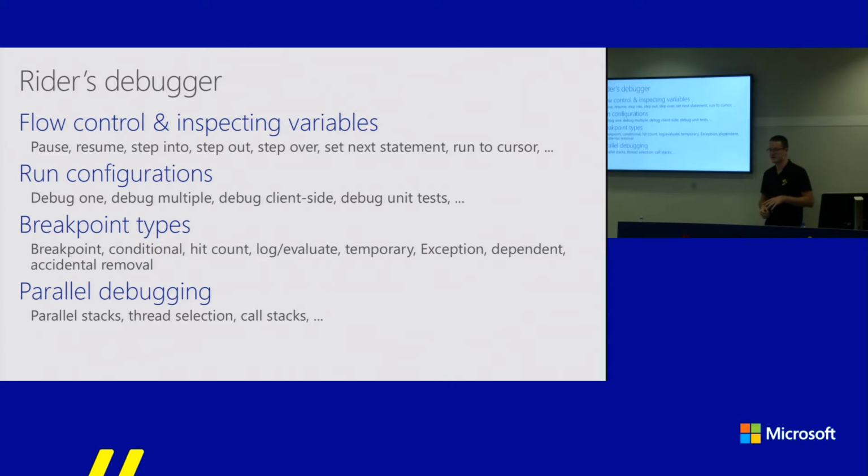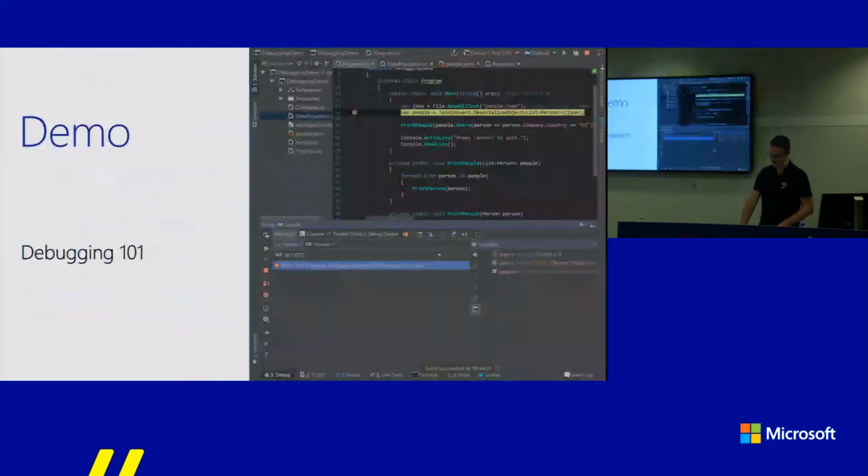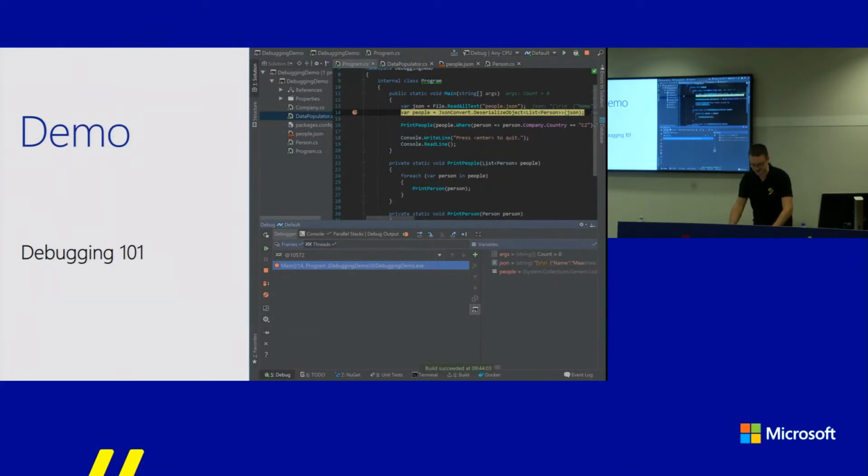Rider has the concept of run configurations. I'll dive into those as well, where you can say, okay, Rider, I want to debug my front end and my back end at the same time: two .NET projects, or maybe a JavaScript project and a .NET project, in one debugger. There are several breakpoint types. Some are available in other IDEs as well, and some are kind of unique in Rider. And then we'll dive into parallel debugging. With that, I think I'm through my slides and we can skip to some demos.